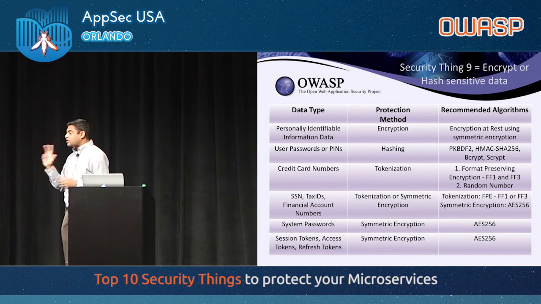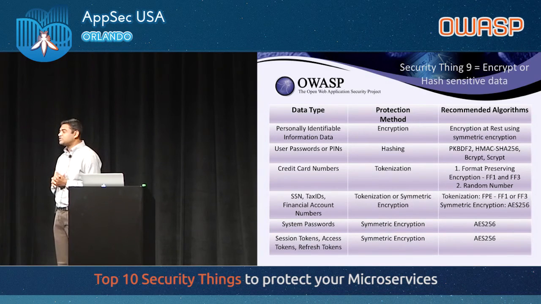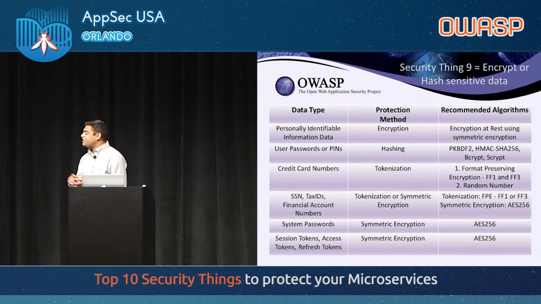So for credit card numbers, do tokenization. For SSN or tax IDs or financial account numbers, you can either do tokenization or semantic encryption, again, based on your use case, what you want to do. Because if you have a use case where somebody is saying that, oh, we are using this SSN and we want a 9-digit number only, we cannot have this big alphanumeric encrypted blob, then you can use tokenization. Otherwise, you can use semantic encryption.